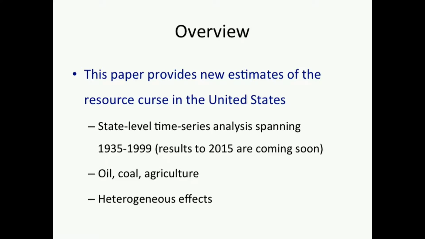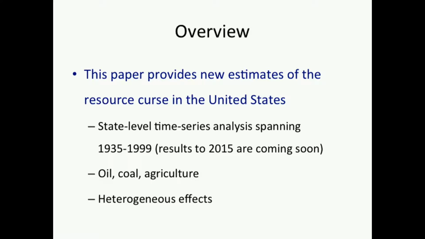Well, first of all, we're going to produce new estimates of the resource curse. We're going to use the long historical data, from 1935 to 1999. And you might think, why are you not going up to 2015? That's in process. It turns out there's a big change in the data series in 1999, so it's a little bit more complicated to integrate that, but it's coming.